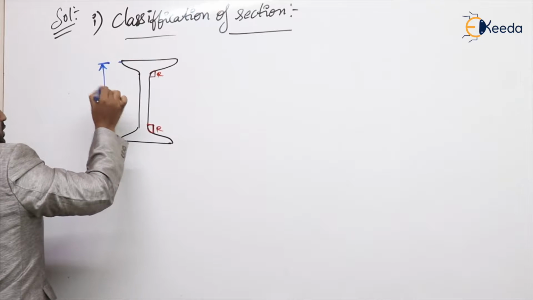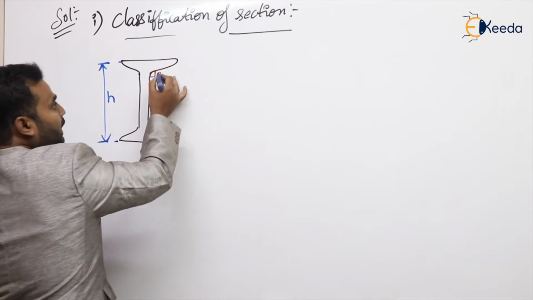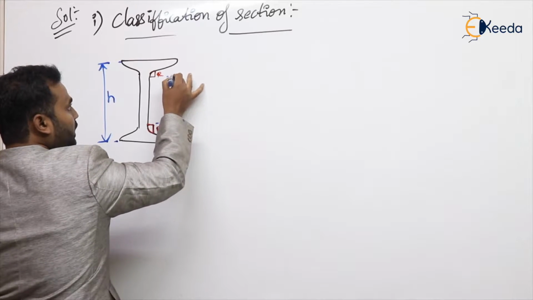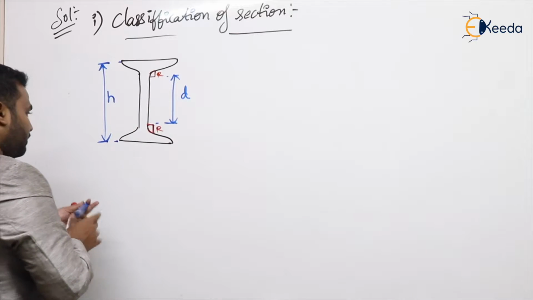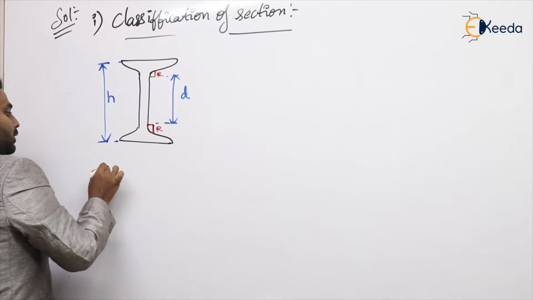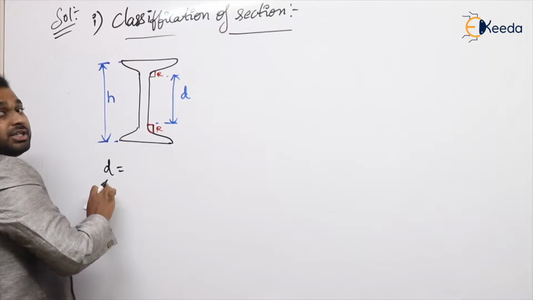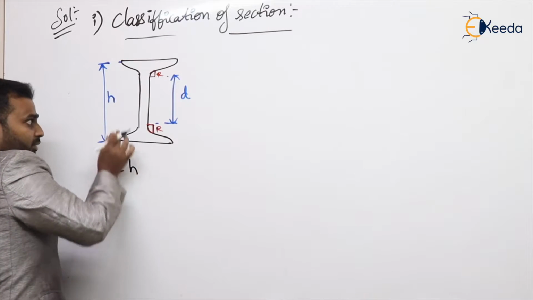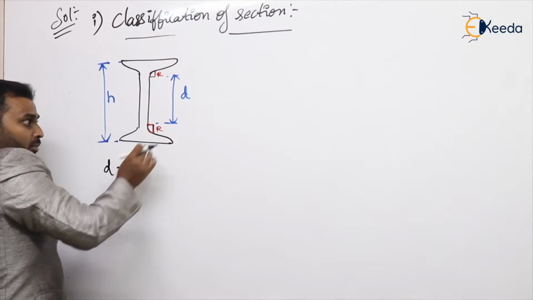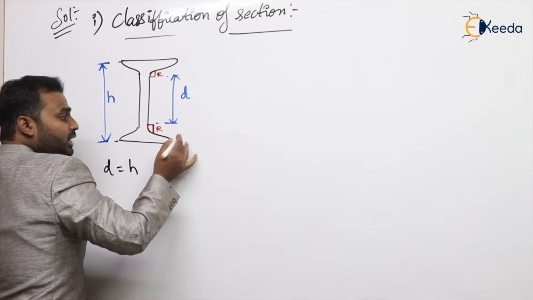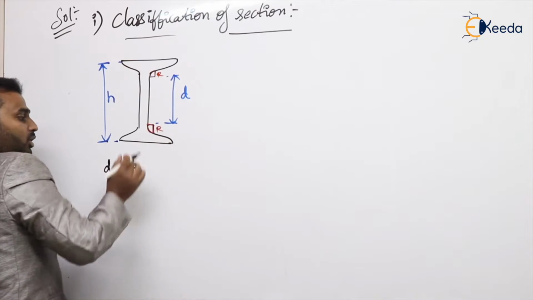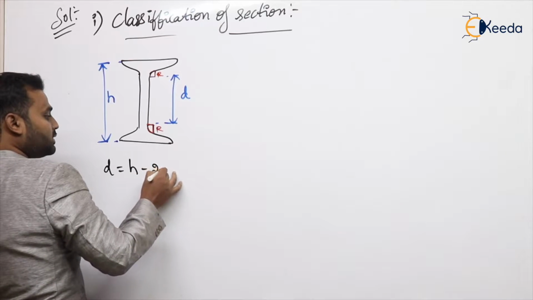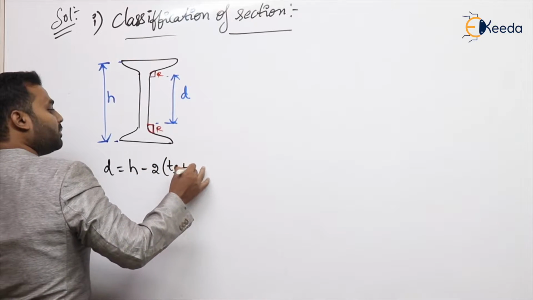We represent with H, which is equal to 550 mm. And this is the depth of the web. D is the depth of the web, which is obtained by subtracting this root radius and thickness of the flange at top and bottom from the overall depth of the I section. Means minus twice (TF plus R).